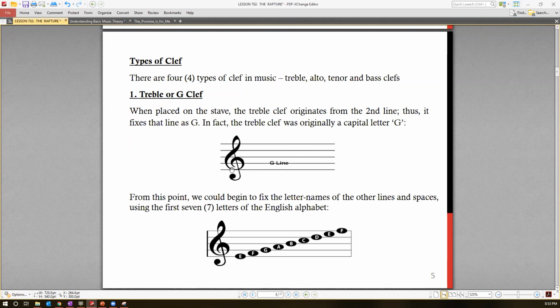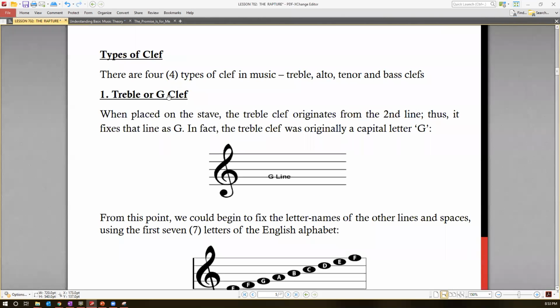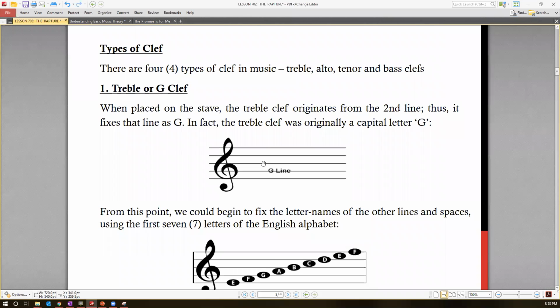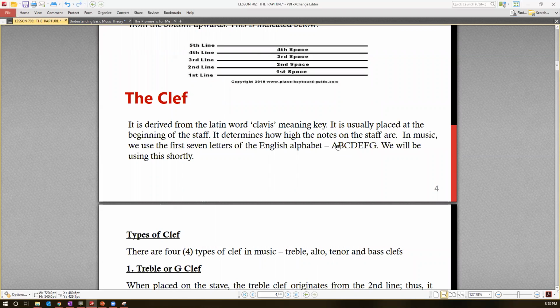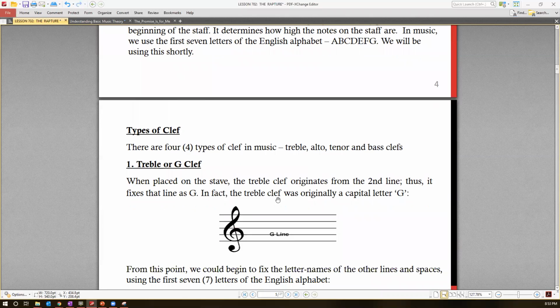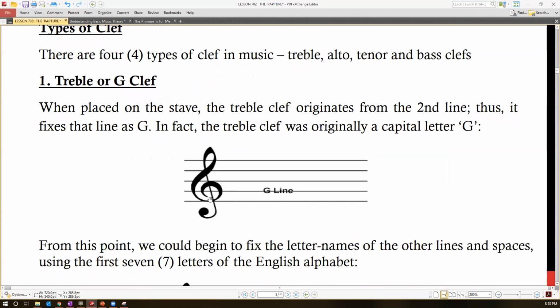Now, the treble clef is also called the G clef because in music we use the letters A to G to represent music, about 7 letters. When this symbol wraps around G, it tells us that this line takes the letter G by default. That's why this symbol wraps around this second line here. So that's G.